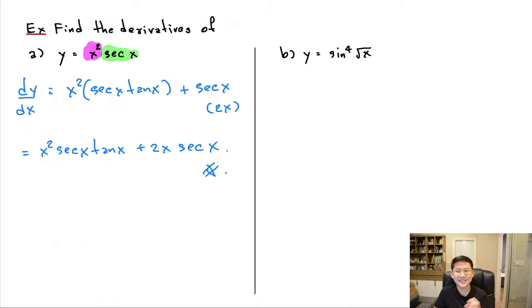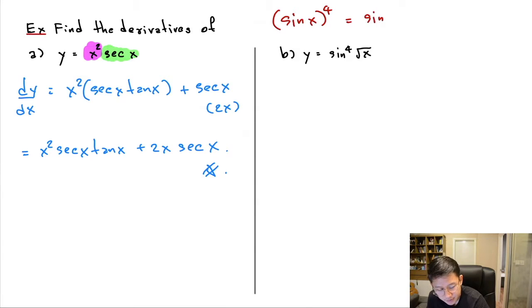Simple, isn't it? The next question: y equals sin of square root x to the power of 4. Guys, sin x to the power of 4 written this way is the same as (sin x) to the power of 4. They are the same thing. It's just notation.